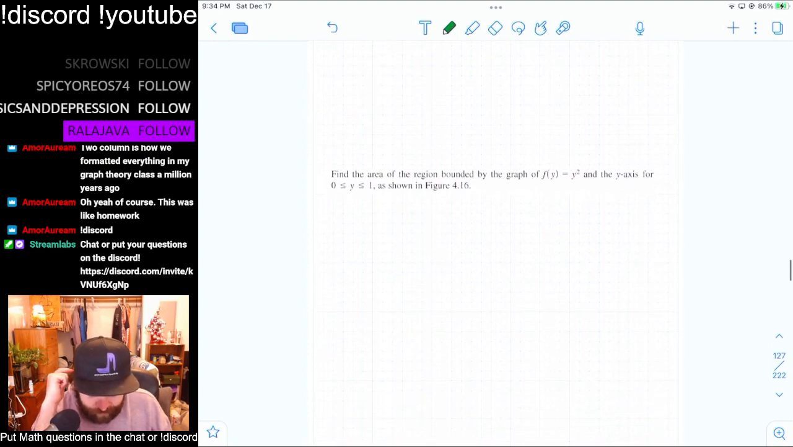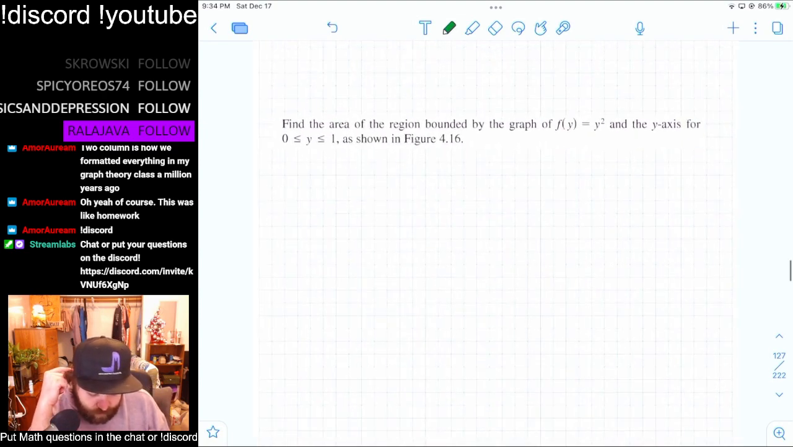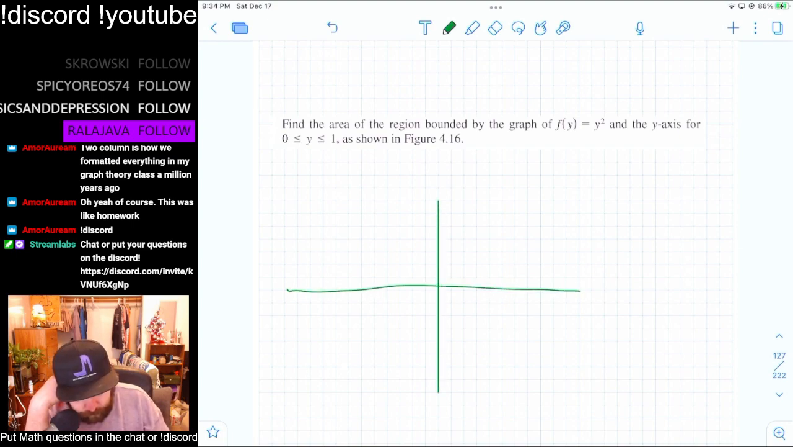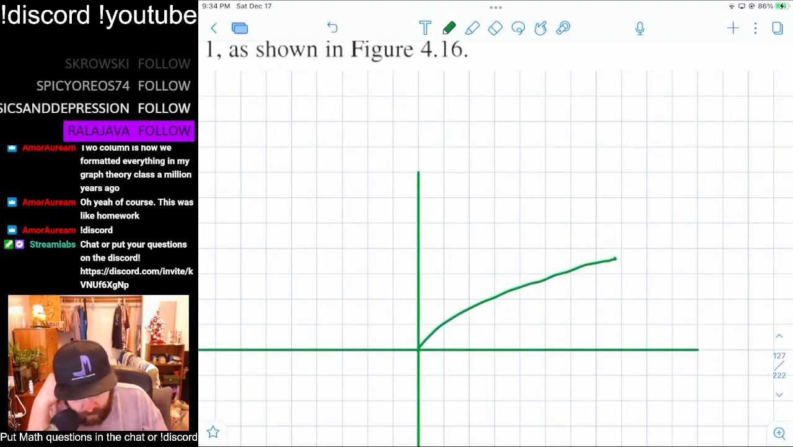So we got one more grueling one. Oh, but this is just like the same, right? Because we're looking at f of y equals y squared, and the y-axis from 0 to 1. So I guess we can try to rethink it again. I mean, this is just a parabola from 0 to 1.